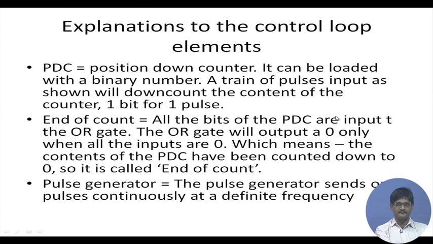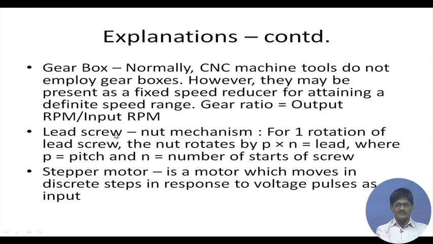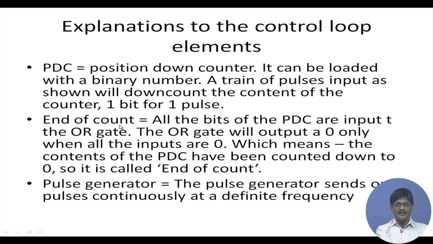Let us see another example. So, these things we have already discussed. I will just put in a summary of these explanations. Position down counter, as we discussed, is a counter which contains a number inside in binary, and it can be counted down by pulses coming in at the clock input. End of count is the output of the OR gate. When 0, it means that all the inputs to the OR gate are individually 0.